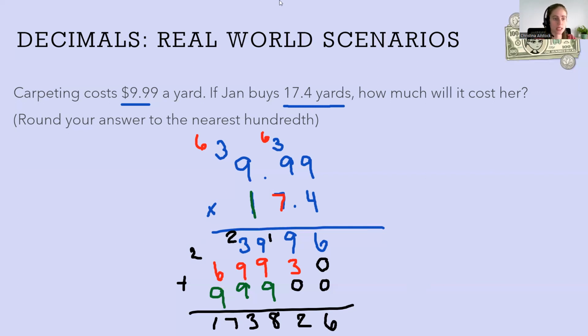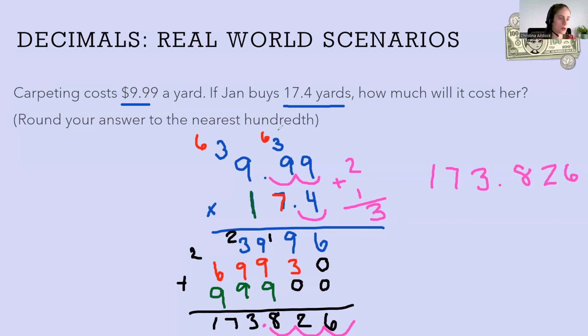All right, to determine where our decimal point needs to go, we need to come back and look at our original problem. So in our first number, we have 2 digits that follow our decimal point. In the second number, we have 1 digit that follows our decimal point. We add that together, and that means in our final answer, we need to move the decimal point 3 times, or another way to look at it is we have 3 digits following our decimal point. So 1, 2, 3, giving us $173.826.